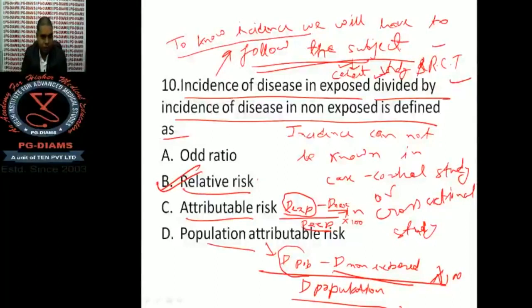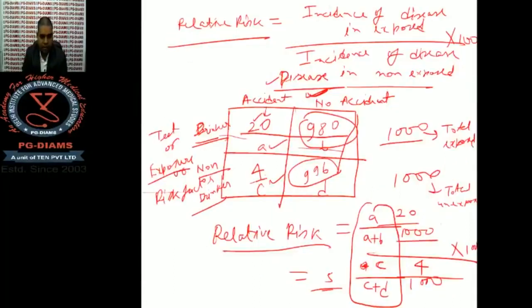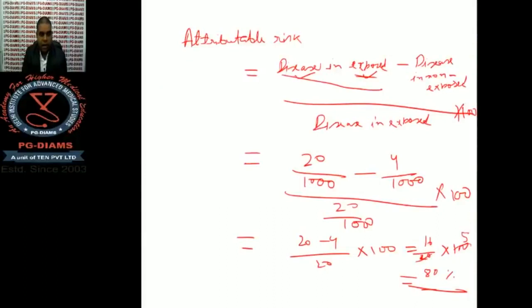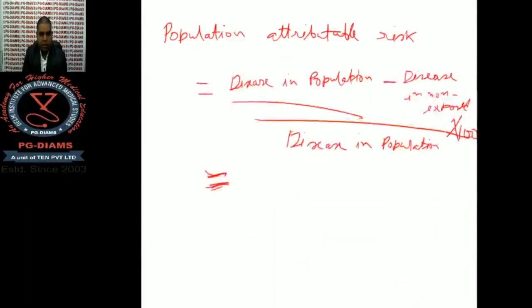Okay, so the formula for relative risk is A by A plus B divided by C by C plus D. The formula for odds ratio is AD by BC. Formula for attributable risk is this, and formula for population attributable risk is this. You have to remember all these formulas and kindly apply them on some of the questions which you get in PSM exam. Then only you will be sure that you can solve such type of question.